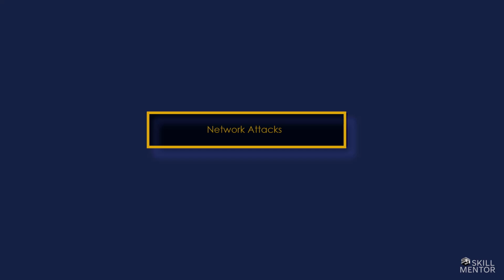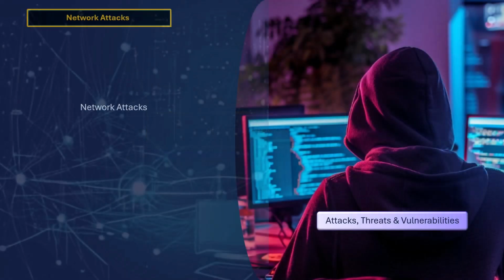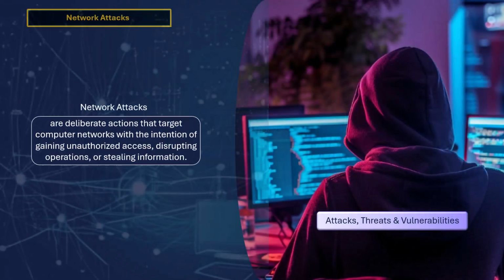This is the network attacks video. Network attacks are deliberate actions that target computer networks with the intention of gaining unauthorized access, disrupting operations, or stealing information. The majority of these network attacks are denial of service in nature and intend to overwhelm victim systems. Network attacks can take other various forms, though, including phishing or network intrusion attempts.